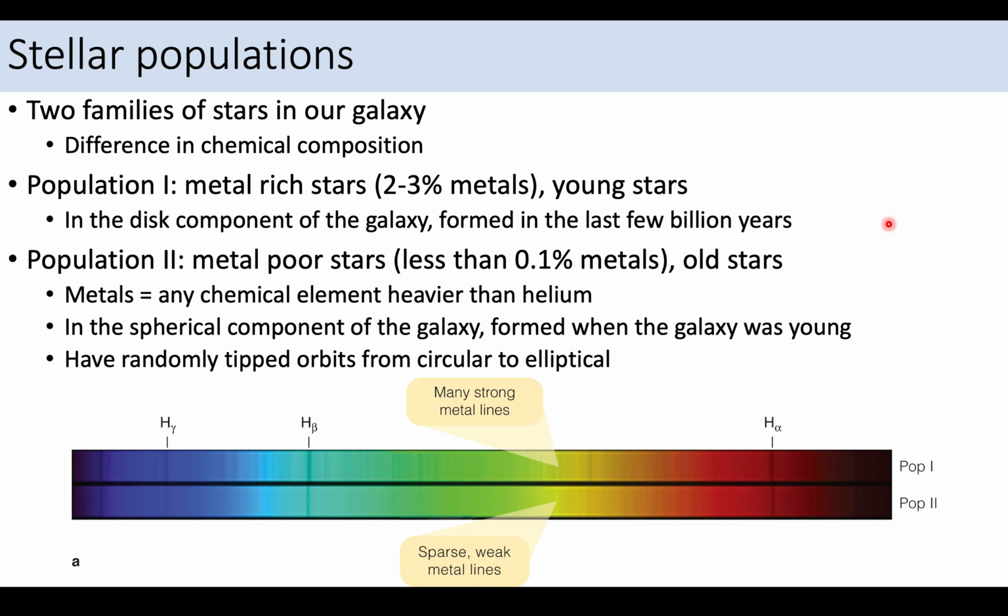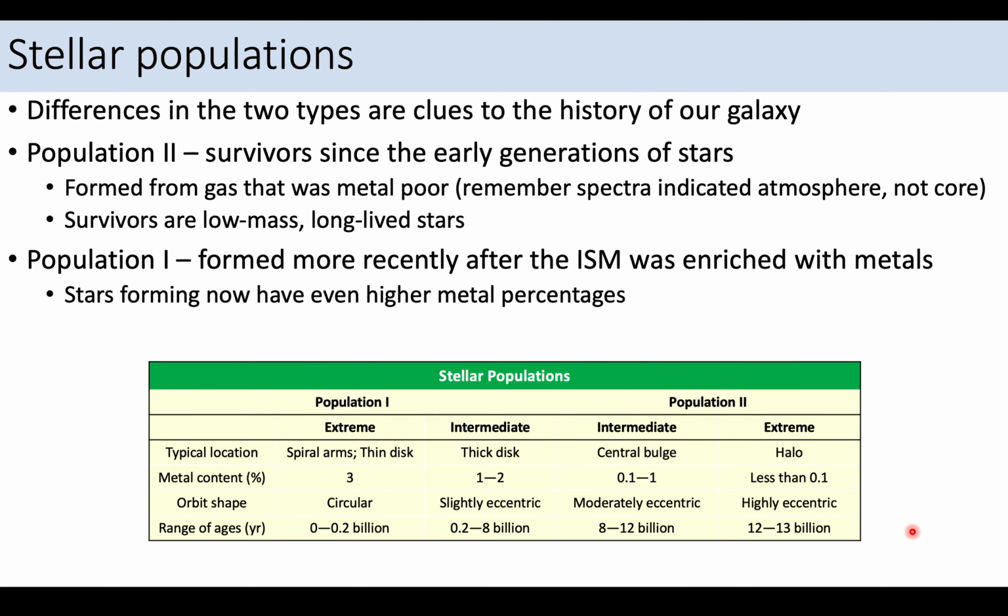So they have the randomly tipped orbits. They don't have the orbits along the track of the disk. They have those tipped orbits that range from circular to elliptical. So this figure here, it's a little hard to see, but you can see in our population 1, these spectral lines showing the different metals are a bit darker than the bottom here for population 2. You can see more clearly the lines from the metals in the population 1 stars than in the bottom, the population 2.